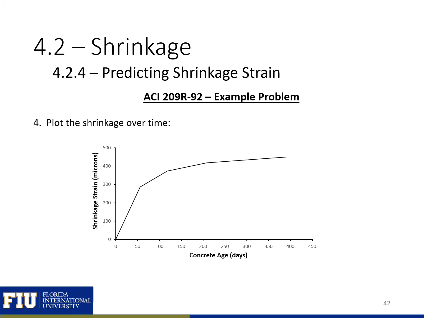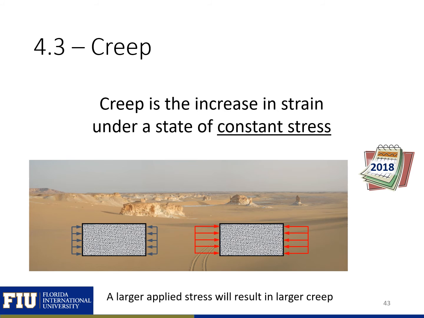We can then plot the shrinkage versus time as shown here. And you can see that most of the shrinkage is going to happen very early in the concrete's life. Generally, we'll have 90% of our shrinkage will occur in the first year or so. Next, we're going to talk about creep. So creep is the increase in strain under a state of constant stress.